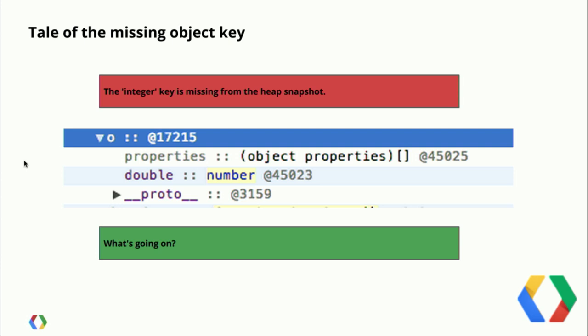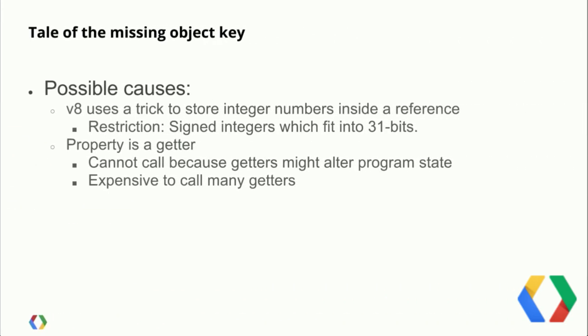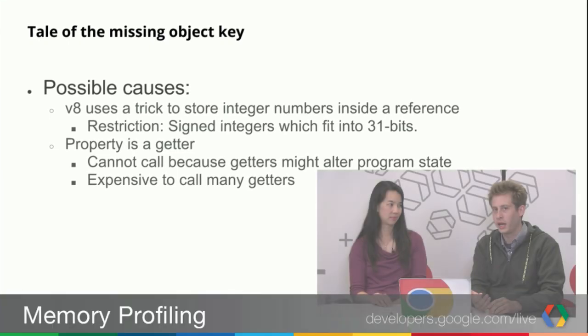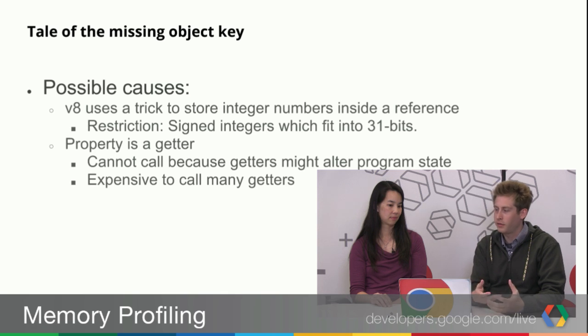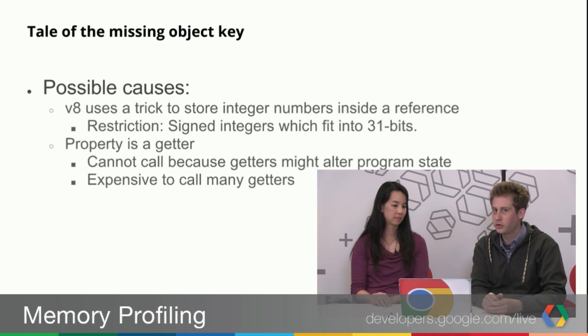But what's going on here is that V8 has some tricks in how it stores integers. If the number fits into a signed 31-bit integer, then it's actually kind of stitched into the object graph structure and not actually part of the object graph, which is kind of interesting. So look out for that.